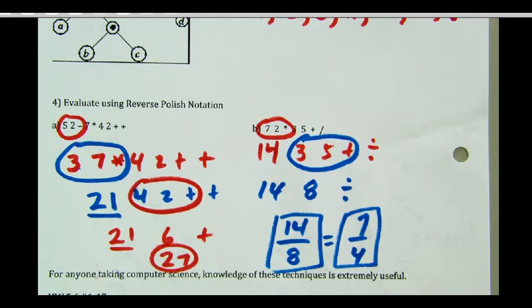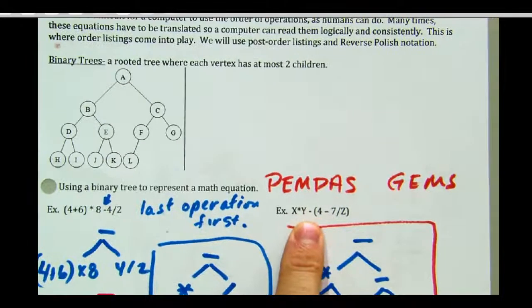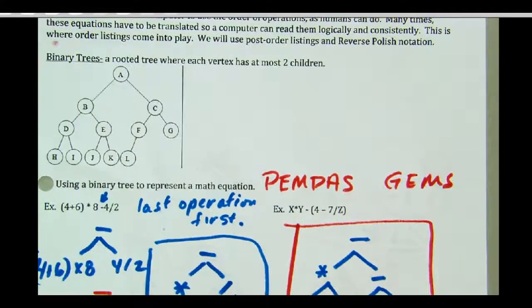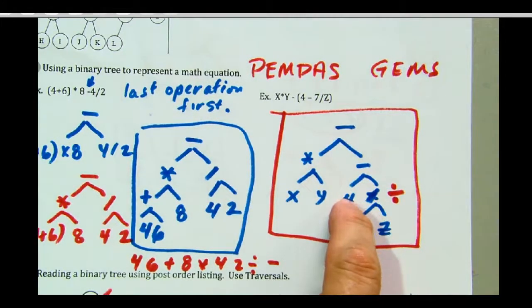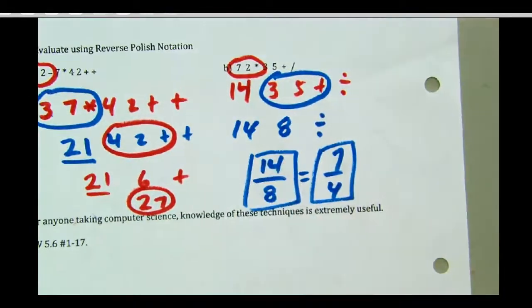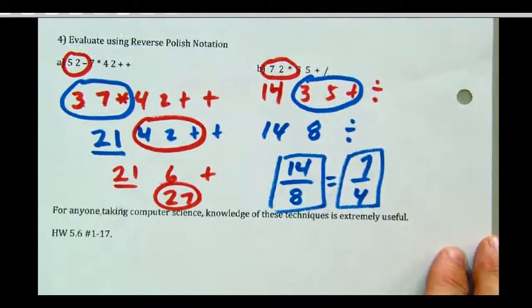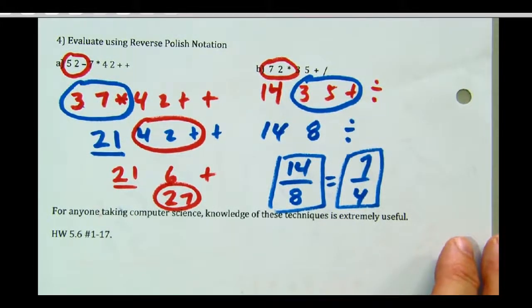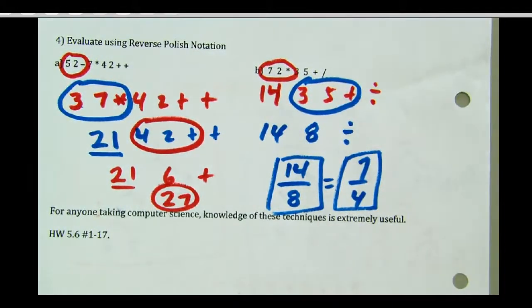What you might have to do in the homework is take something all the way from this and complete this binary tree, then write out the post order listing, and then go ahead and evaluate it and make sure that it does turn out to be the same. All right, there's your homework. I hope that this made sense. Ask questions in class if you need them.